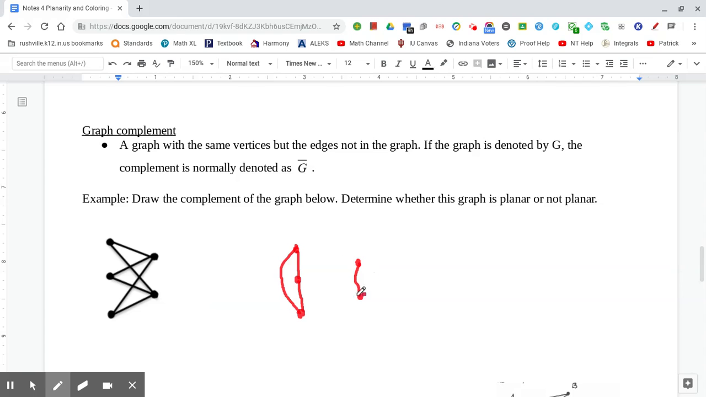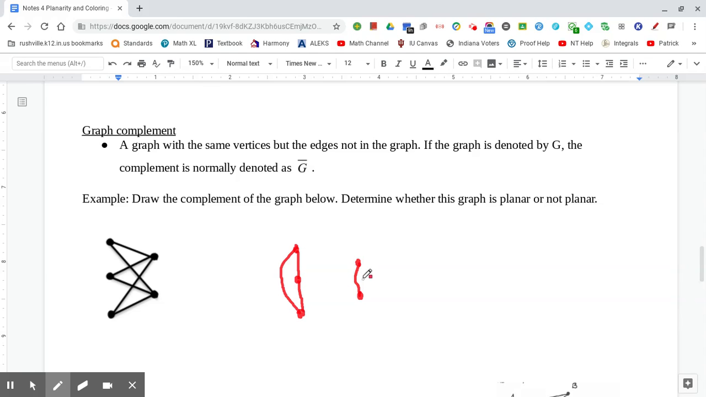This graph is planar because I was just able to draw it with the edges not overlapping. This graph, however, is not a connected graph, because there's no way to go from this vertex over to this set of vertices. All right, so this graph is not connected.